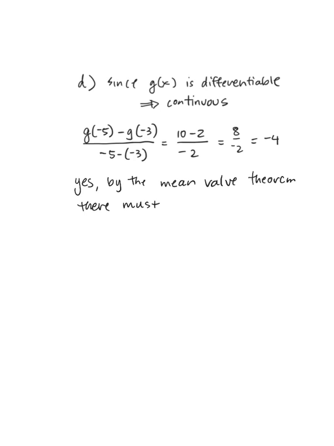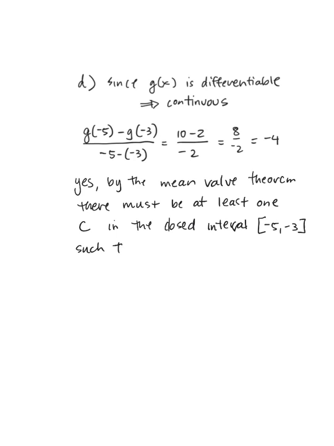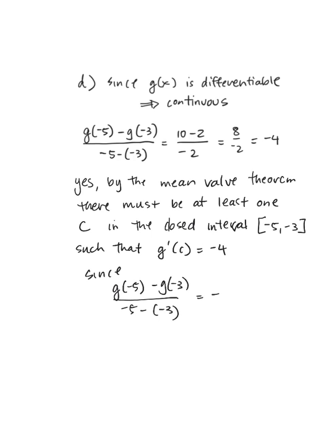and then you can just copy the stem of the problem. There must exist at least one c in the closed interval, again, this comes right from part D, -5 to -3, such that g prime of c equals -4, which again is the slope of the tangent line. And you can write that the slope of the secant line has to equal the slope of the tangent. There we go.